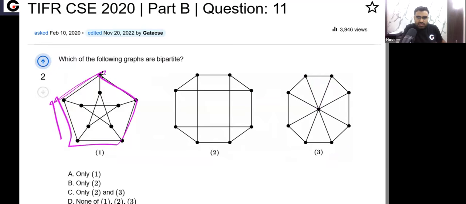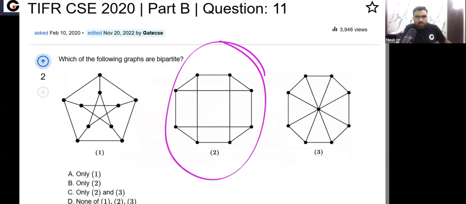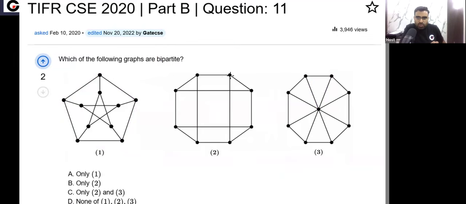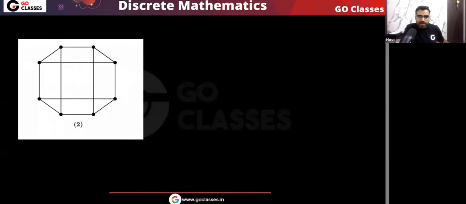You can easily see this is the odd length cycle. Next, in this graph also this is the odd length cycle. So these two graphs are not bipartite. But what about this graph? If you look at this graph, you will see that there is no odd length cycle, because every cycle seems to have even length. But how to be sure? If you want to be sure that this graph is bipartite, you create a bipartition. Very simple.